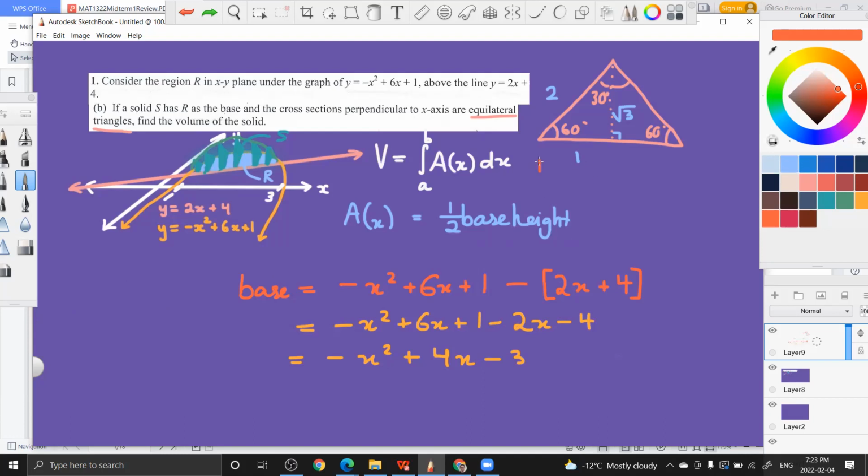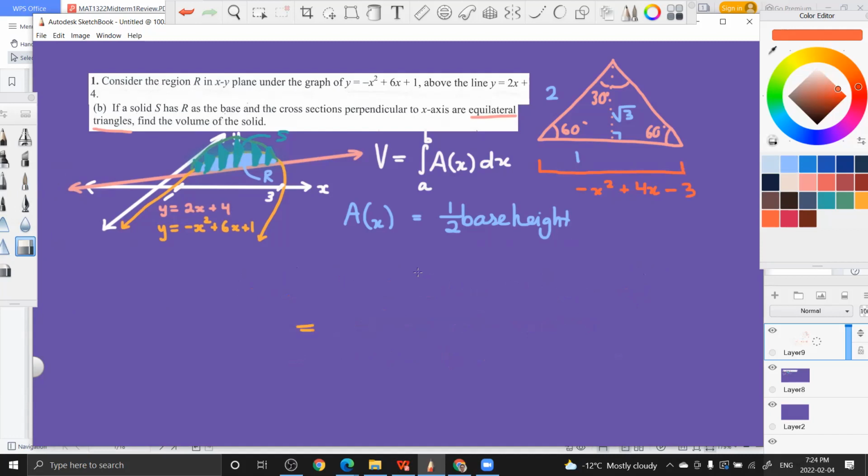Okay, so I'm gonna draw like this. This whole thing right here is negative x squared plus 4x plus 3. It should be minus 3. Oh, thank you. Yeah, minus 3. Now, how do we find the height? The height is this one. That's the height.